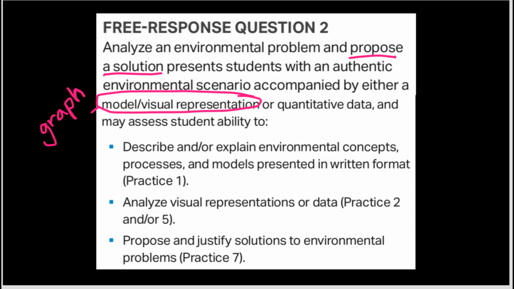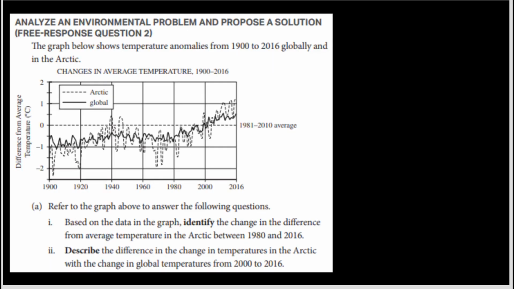So, onward. Here's the example they have in the resources they released this summer for this type. It says the graph below shows the temperature anomalies from 1900 to 2016 globally and in the Arctic. The first thing you want to look at is that the dotted line is the Arctic, and the dark black line is global. Then it says refer to the graph above to answer the following questions. Based on the data in the graph, identify, and remember, I like to underline those or put a square around them, the change in the difference from the average temperature in the Arctic between 1980 and 2016.